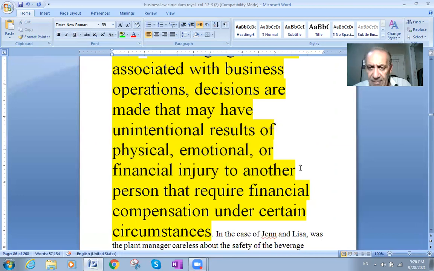Sometimes in business, while we are focusing on doing the business, we might neglect people's needs, their emotional needs, their physical needs. We care only about making profits. And that is the reason why we say this is a kind of unintentional tort, which shows no care about the others because you are careless about the other.